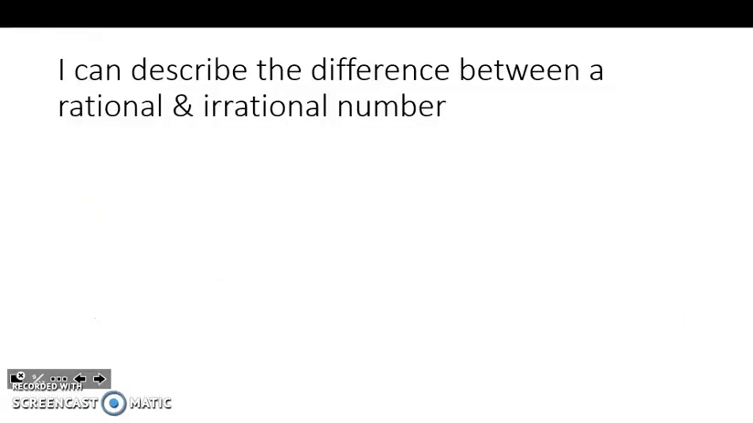Okay, so you should have out a clean piece of notebook paper. Go ahead and get it titled so I can describe the difference between a rational and irrational number. And then go ahead and get it dated with today's date.